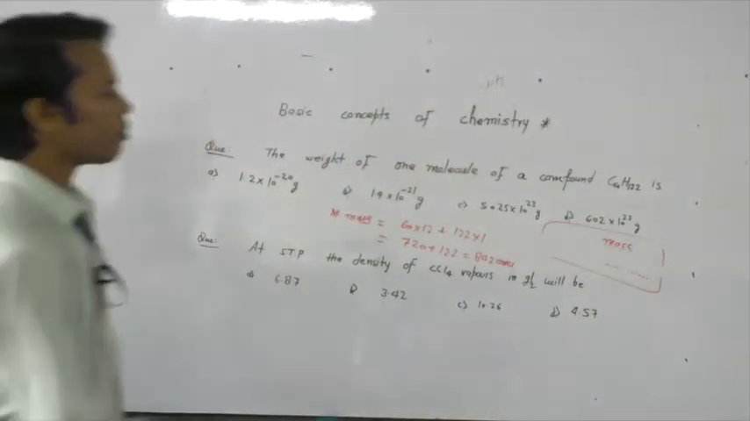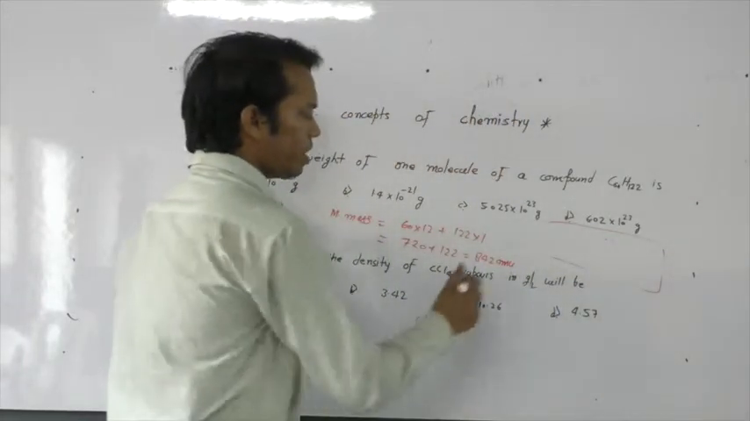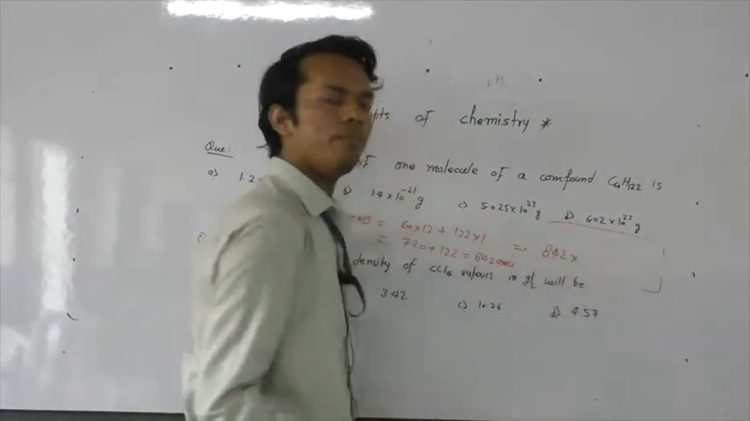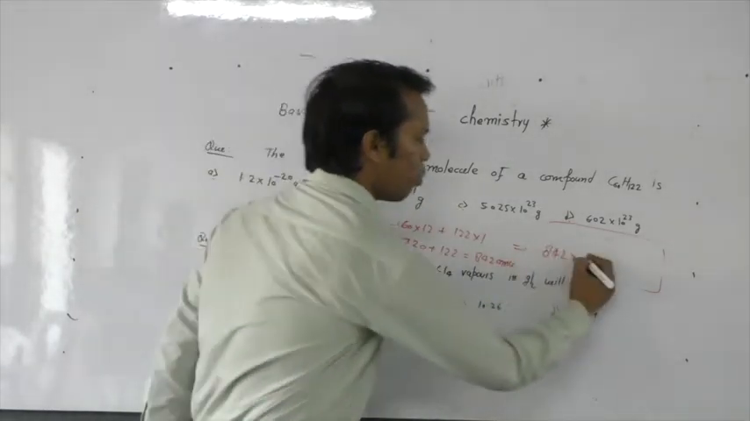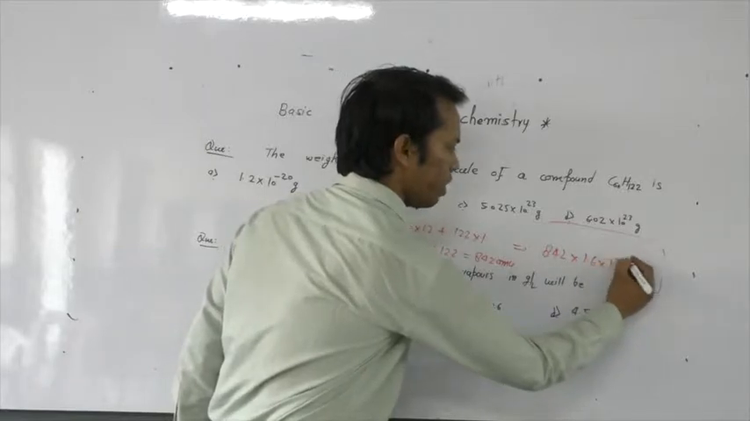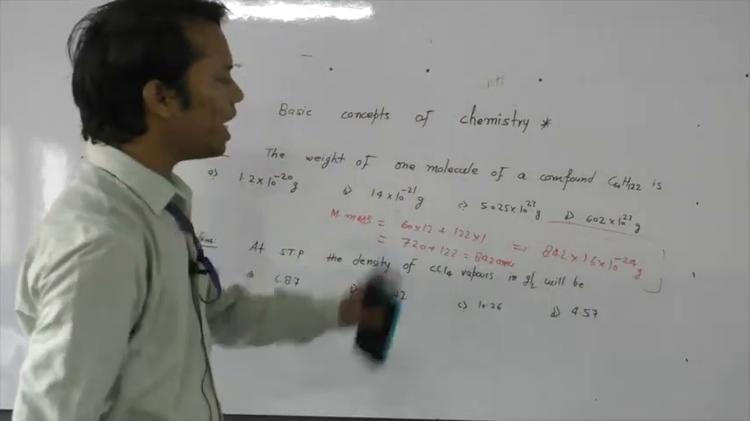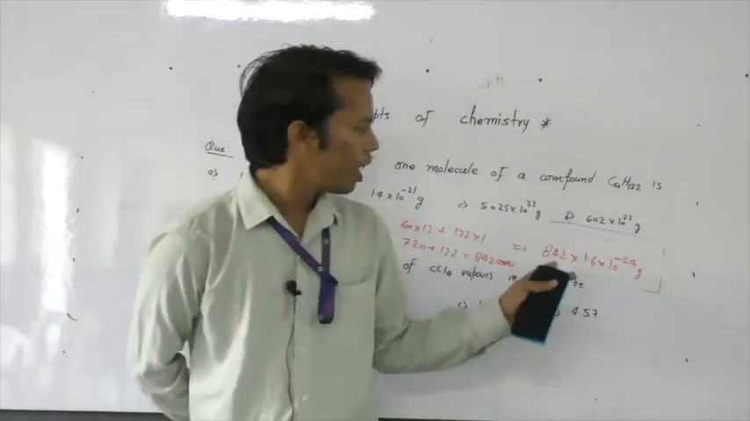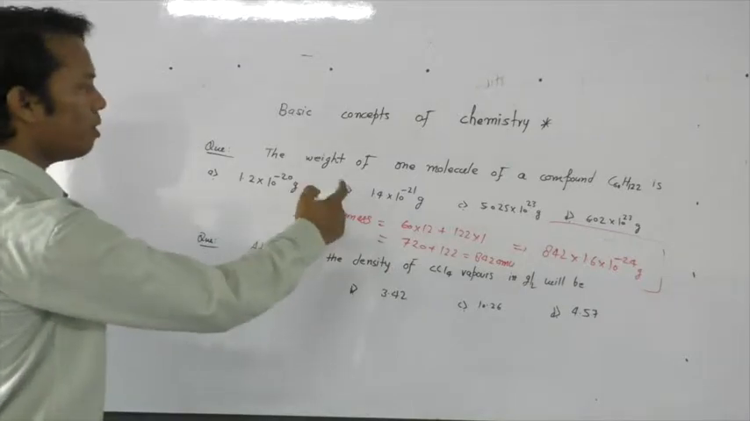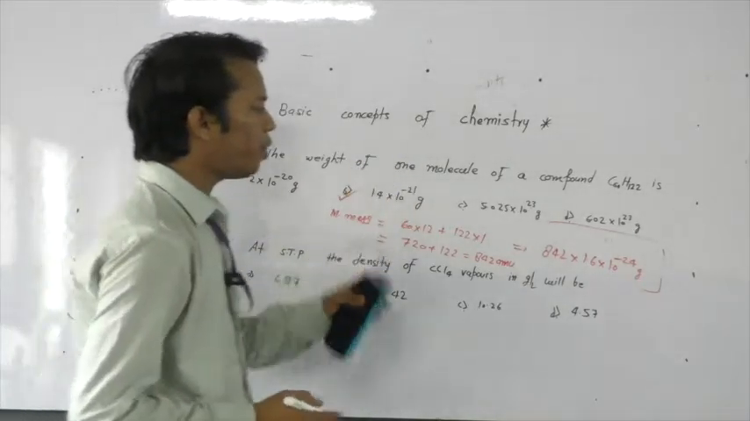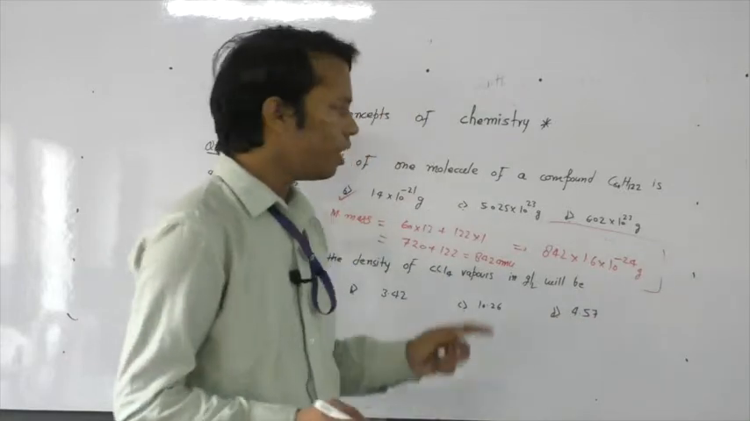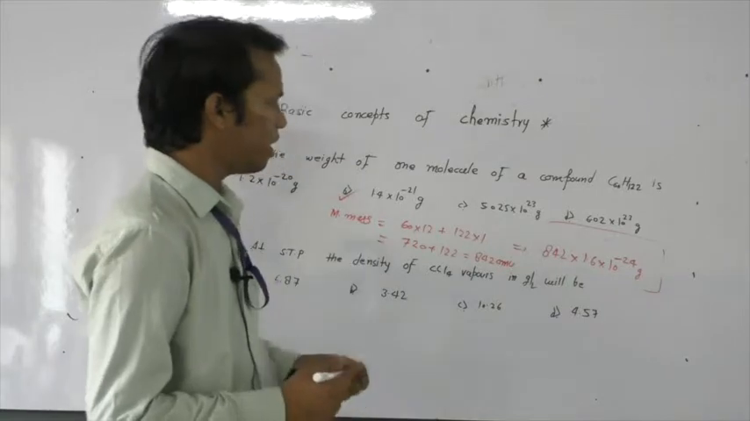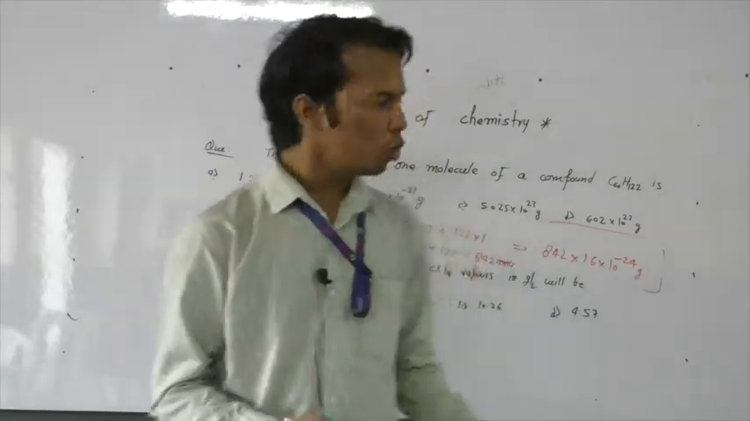Now you have to convert this into grams. So 842 into what is 1 AMU? 1 AMU is equal to 1.6 into 10 power minus 24 gram. If you calculate it, 16 into 8 is 128, so approximately this will come as 1.4 into 10 power minus 21. You have to calculate it. So 1.4 into 10 power minus 21 gram will be the answer. Correct? So you all can do this question.